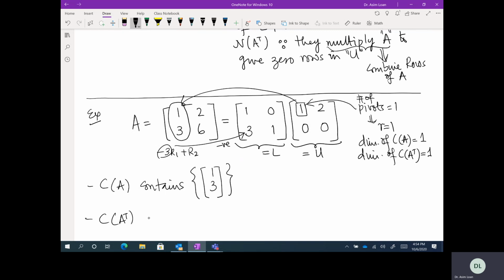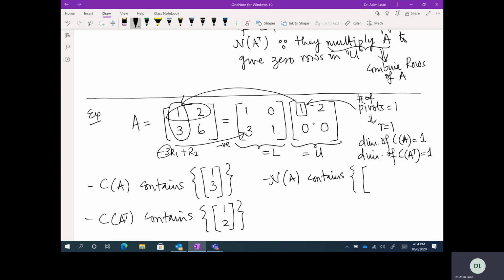The row space of A is generated by 1 and 2. The null space of A, so all the spaces are actually lines. This is already in reduced row echelon form, so the null space contains minus 2 and 1. And the left null space of A contains a vector, minus 3 and 1, or is generated by it.